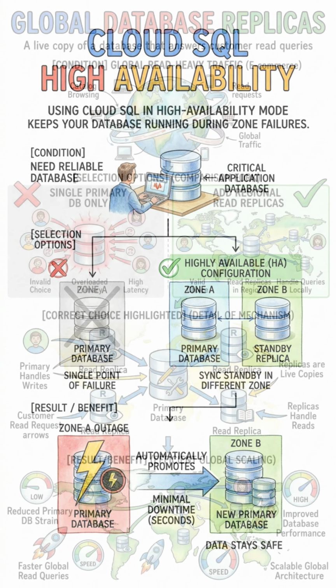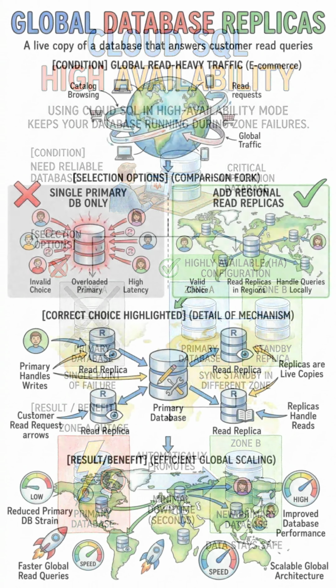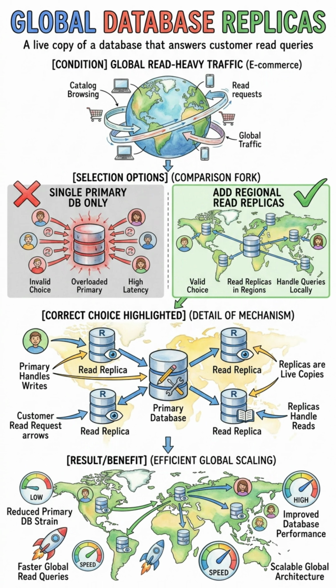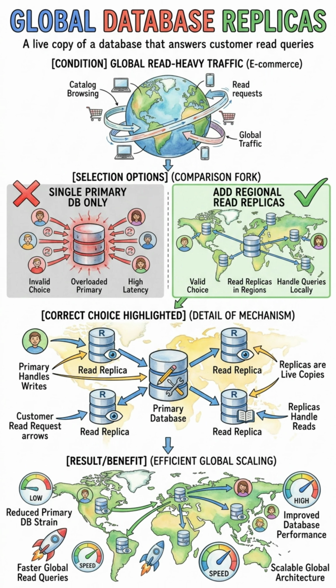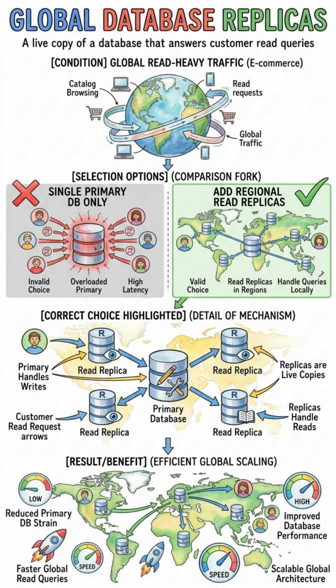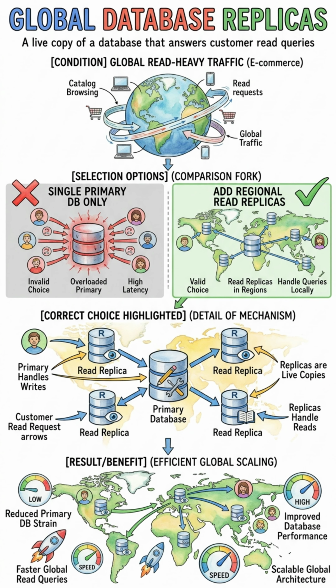For read-heavy applications like e-commerce catalogs, you should implement read replicas. A read replica is a live copy of your database that can answer customer queries, reducing the strain on your primary database. Exam questions often ask how to improve database performance for a global audience, and adding read replicas across multiple regions is usually the correct architectural choice.